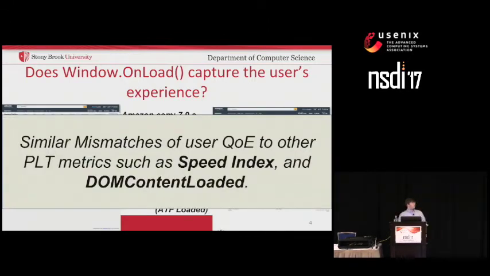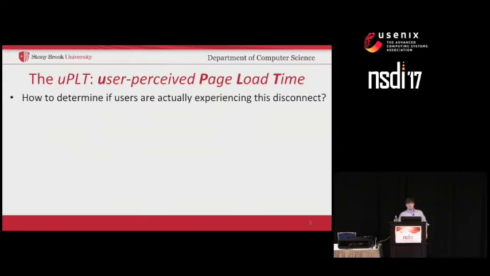Although we provided intuitive examples for the onload, we provide similar mismatches for other PLT metrics such as the speed index, which is a more visually oriented and newer metric, as well as some other systematic standards such as the DOM content loaded within the paper. So we've shown an intuitive example of why users may be experiencing disconnects between traditional PLTs on the page.